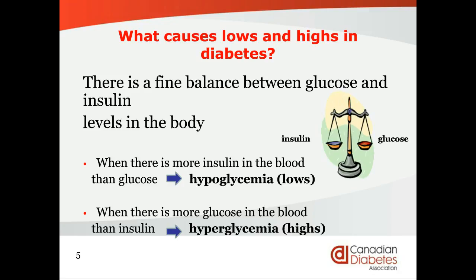So what causes lows and highs in diabetes? Well, there's a very fine balance between glucose and insulin levels in the body. So, as 75% of you knew, when there is more insulin in the blood than glucose, you have hypoglycemia or lows. When there's more glucose in the blood than insulin, you have hyperglycemia.